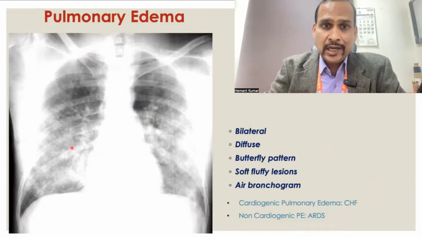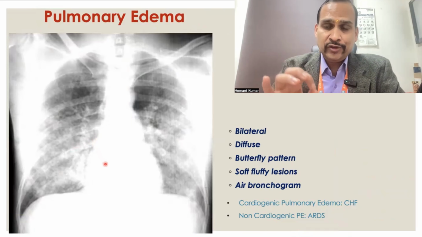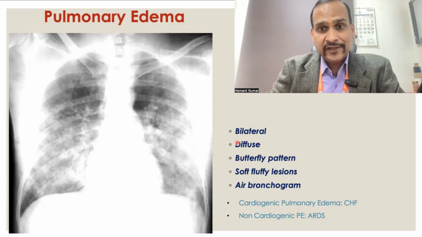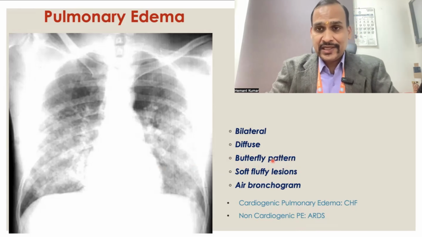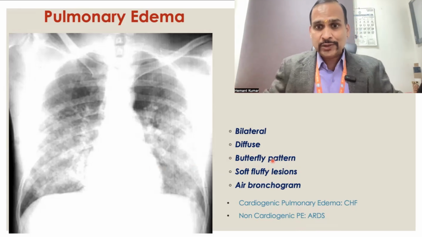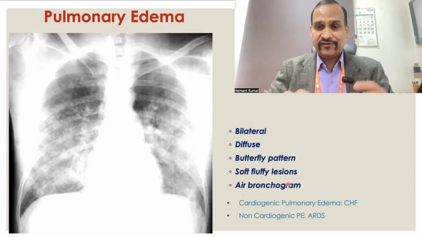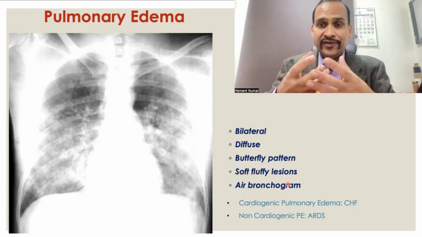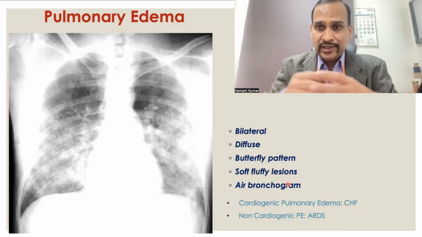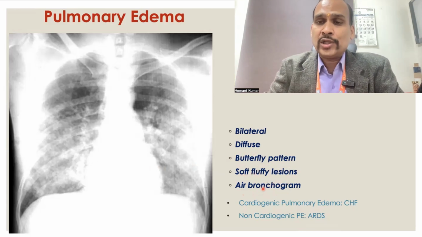So if you talk about pulmonary edema, it is usually difficult to differentiate on X-ray. In X-ray, in any pulmonary edema, shadows are bilateral, diffuse, butterfly pattern, means arising from central going towards periphery. Soft, fluffy shadow like in our patient, and often we used to get air bronchogram because there is filling of alveoli and bronchi with water. So in this case, we can get air bronchogram also.